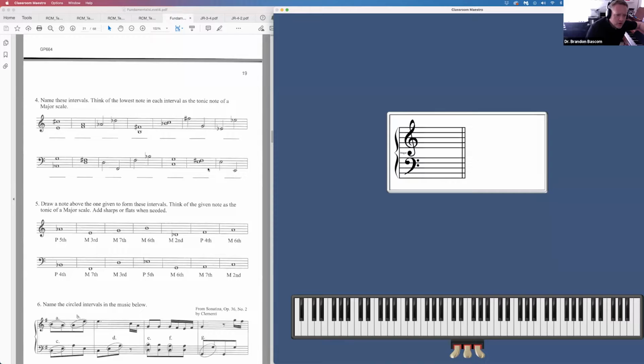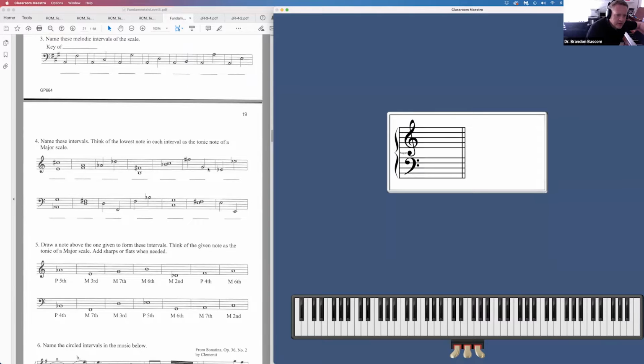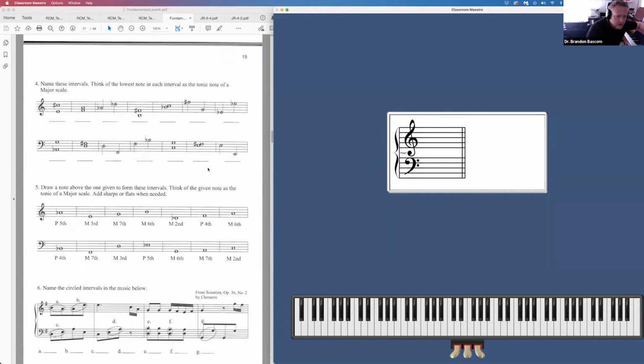In part 4, they're wanting us to name the intervals. They have not given us a key signature in part 4. So we have to think, what is the key of the lowest note that they have given us?